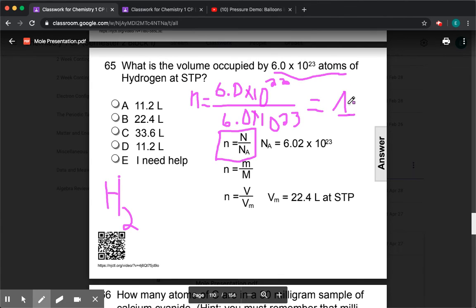So we have 1 mole of these atoms, but that does not tell us how many moles of hydrogen we have. We need to divide this number by 2 since one hydrogen molecule needs 2 atoms. So instead of 1 mole of hydrogen gas, we now have half a mole. We have 0.5 moles of H2. This is how many moles of hydrogen gas we have.